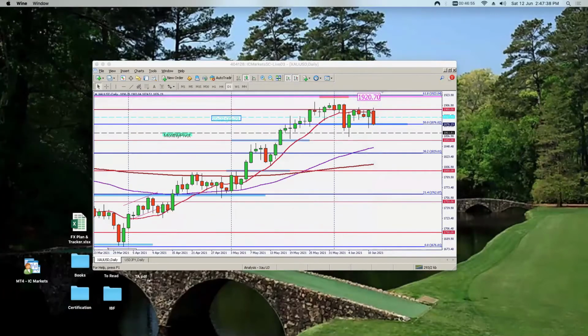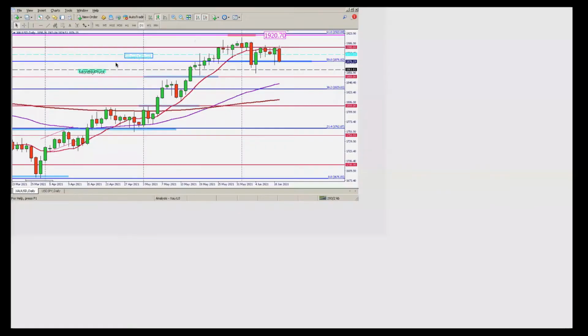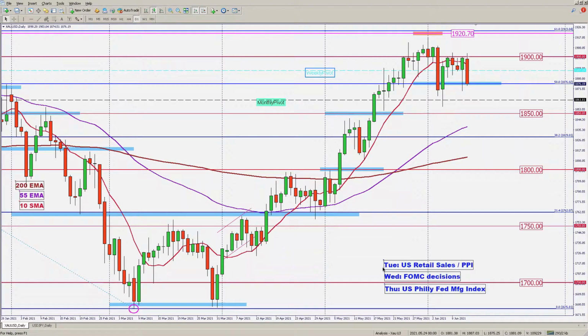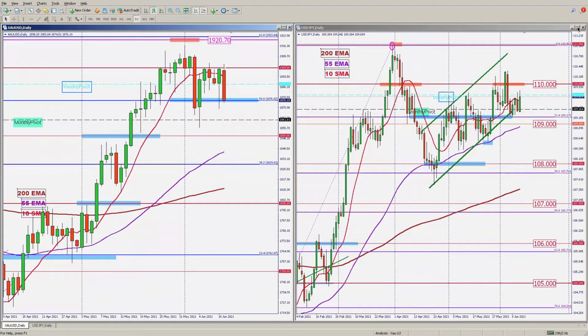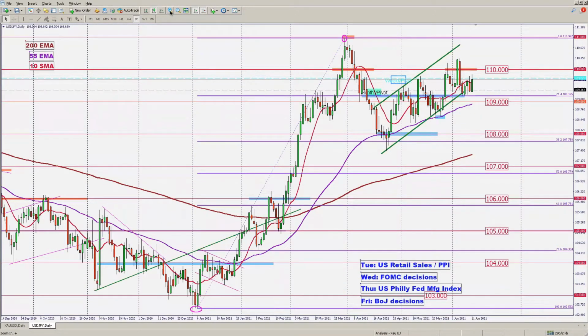Okay, let's move back to spot gold. So we'll need to watch out for Wednesday afternoon in the US and late night in Asia. Other than that, there are a couple of other news, US retail sales and PPI figures and Philly Fed manufacturing index, but all eyes will be on the Federal Reserve. This will also impact the dollar yen.